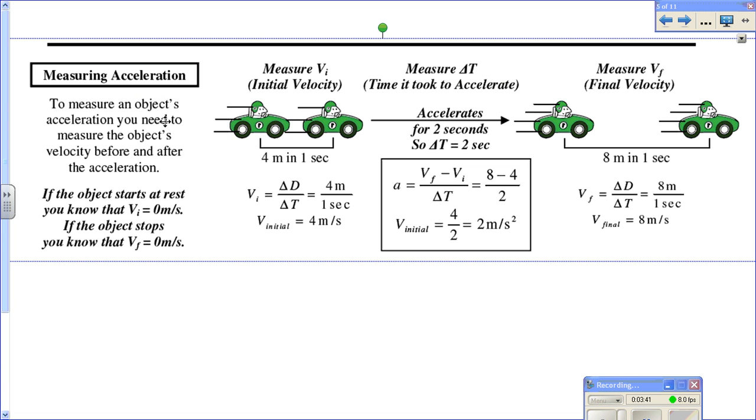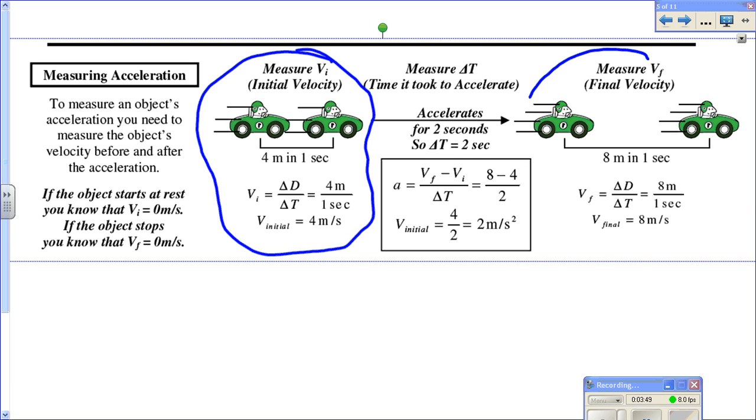All right, and measuring acceleration, they might tell you how far you went at the very beginning. We're going to do this with our lab activity tomorrow. And then you figure out your speed at the end, and you take the time in between the two. So over here on the right-hand side, our second speed was 8 meters in 1 second, so that gives us an 8. Our first speed was 4 meters in 1 second, and that gives us a 4. So 8 minus 4 gives us 4. 4 over 2 is 2 meters per second squared.